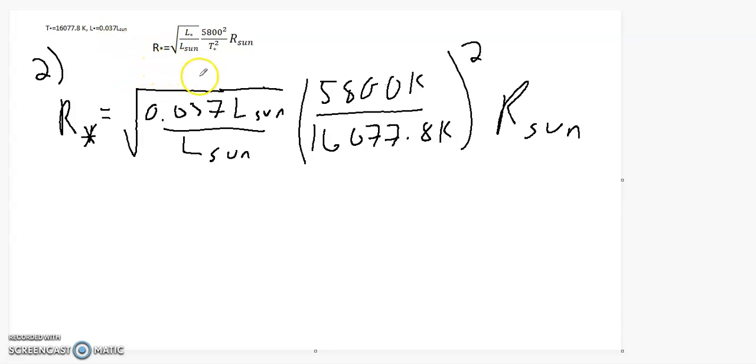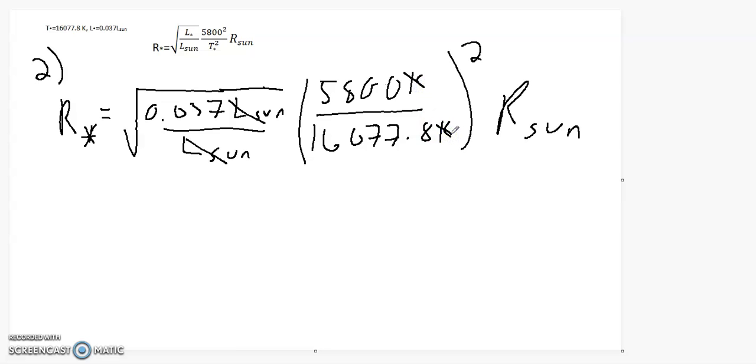0.037 times the luminosity of our sun, because this is a white dwarf. And then, of course, in this equation, it's the square root of the luminosity of the star divided by the luminosity of the sun. Remember, this is why we always report the luminosity of the star in terms of the luminosity of the sun, so that the luminosity of the sun cancels. So this should cancel. And then, of course, the Kelvin cancels.